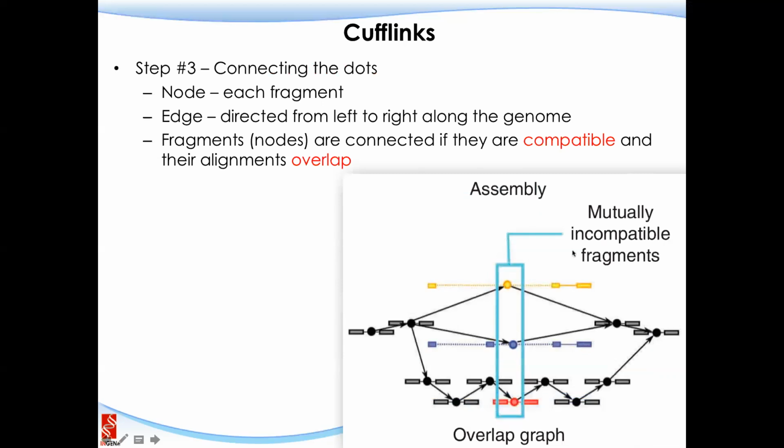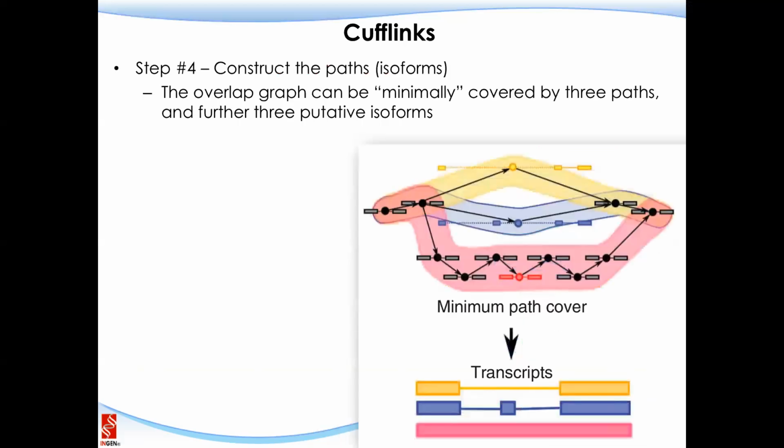And we can identify the mutually incompatible fragments on this graph. There is a theorem in graph theory that the number of incompatible fragments here is exactly equal to the number of paths we need to cover the whole graph. A path is just one directed path. Cufflinks will enforce the minimal number of paths needed to cover the full overlap graph, and each of the paths corresponds to one possible alternative splicing isoform.